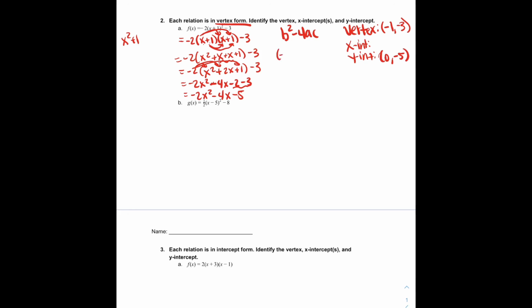So my b value is negative 4, so I have negative 4 squared minus 4 times a is negative 2 times c is negative 5. So negative 4 squared is 16. Negative 4 times negative 2 is positive 8 times negative 5 is negative 40. And this is some negative number, right? At this point, I don't really care what negative number it is. It's a negative number. That means I have two non-real solutions. So I don't cross the x-axis. So I have no x-intercepts. Okay?